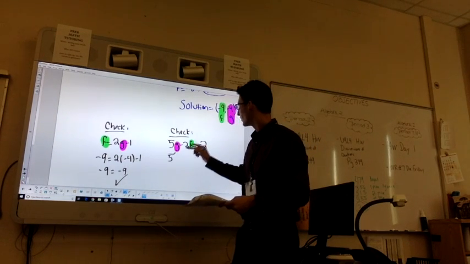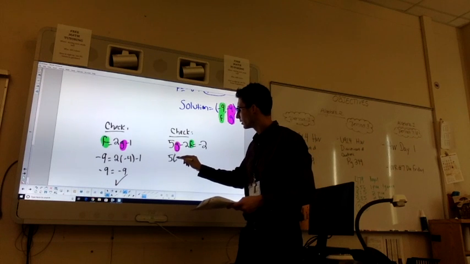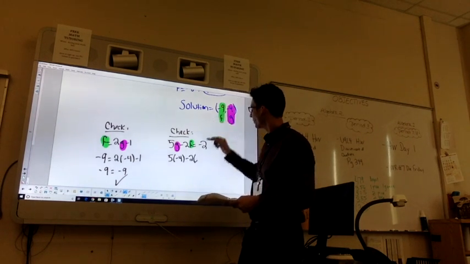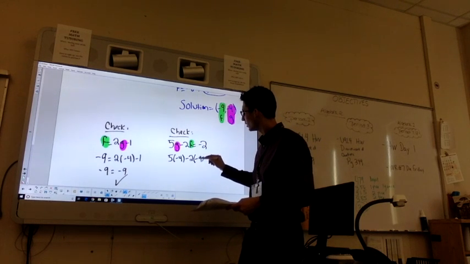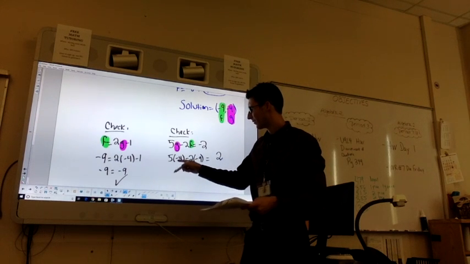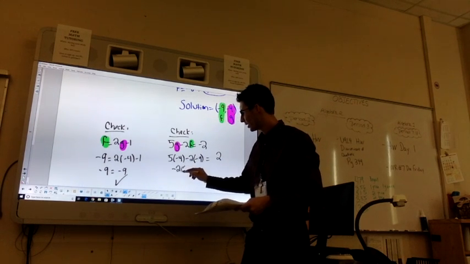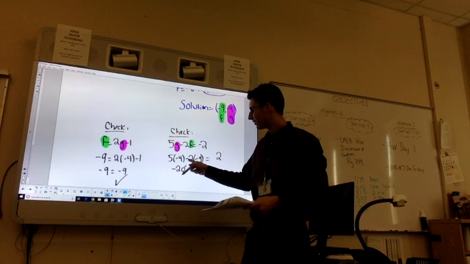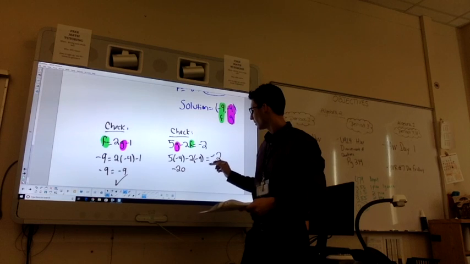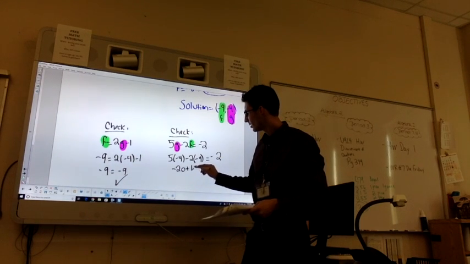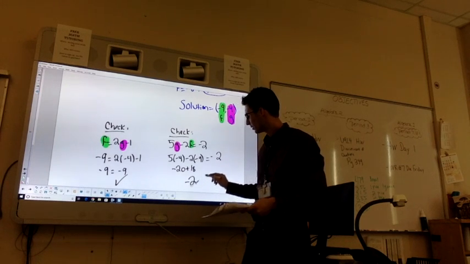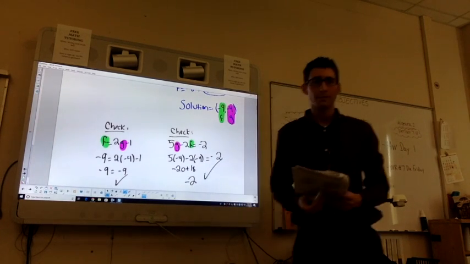Same thing over here. 5 times g, which is negative 4, minus 2 times f, which is negative 9. Does that equal negative 2? Well, let's see. 5 times negative 4 is negative 20. We have negative 2 times negative 9, which is positive 18. So does negative 20 plus 18 equal negative 2? It does. So that checks out as well.